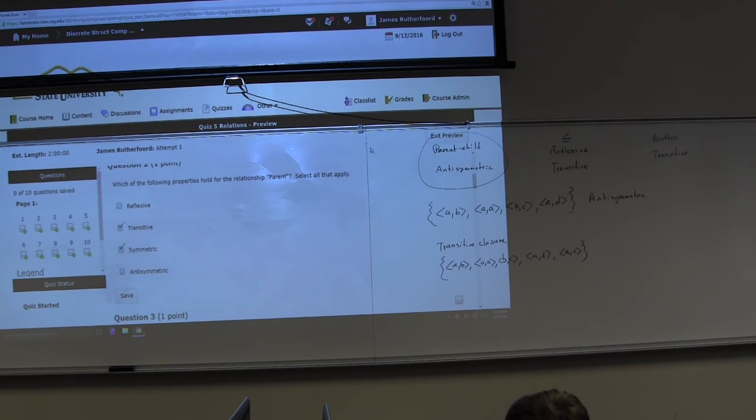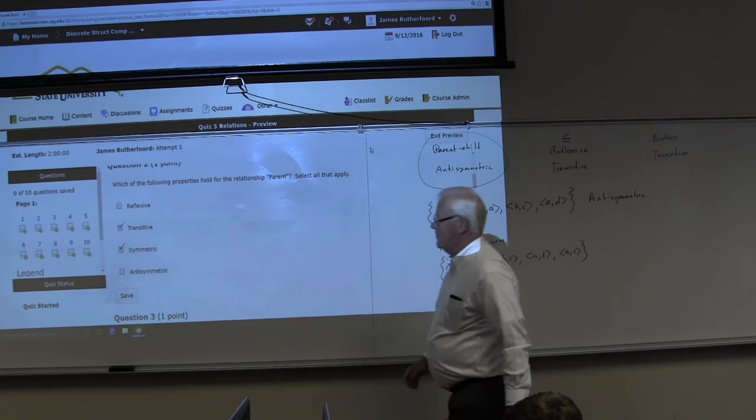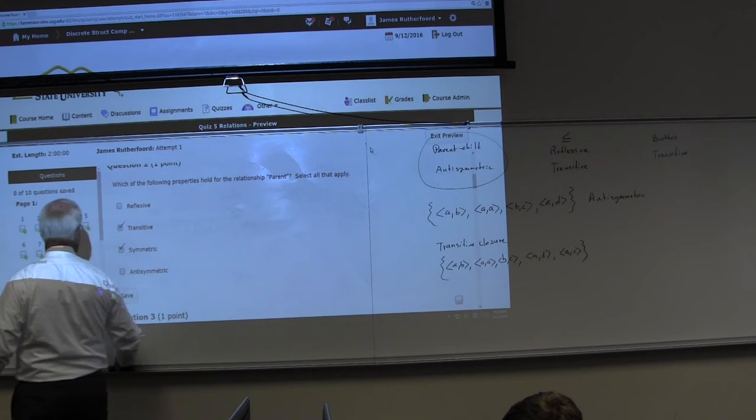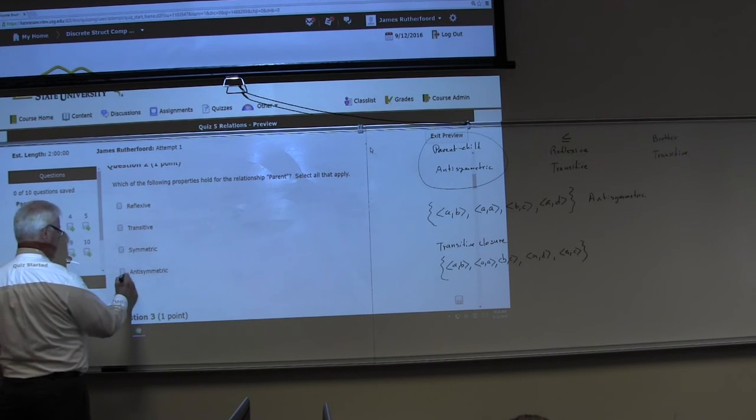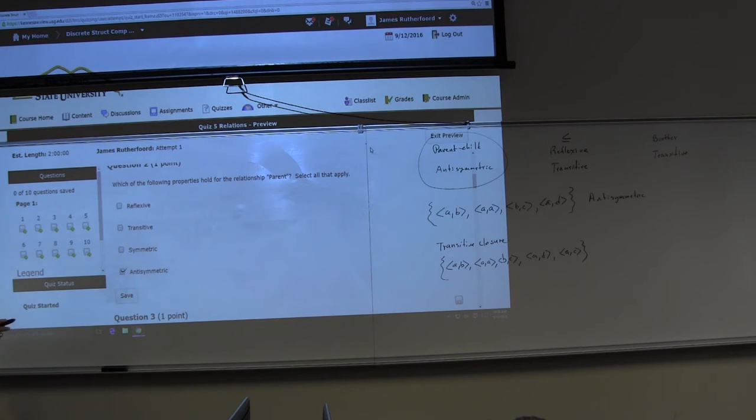Okay, so here is the one we did with parent, right? So did we say that parent was what? Anti-symmetric. Just anti-symmetric, isn't it? It's not symmetric because your child can't be your parent. And it's not reflexive because you're not your own parent.